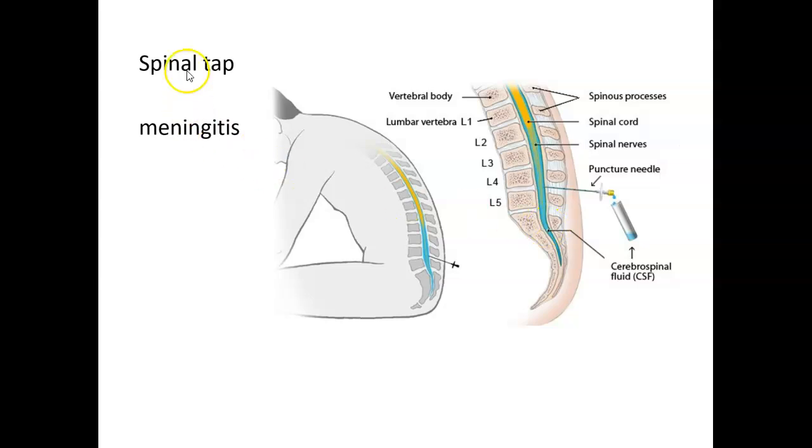So we call this a spinal tap, where you use a needle to suck out some of the cerebrospinal fluid, and then you'll go look at that in a laboratory and see if there are bacteria or viruses there. So you're testing if the patient has meningitis. Okay, so you have to actually poke through the meninges and then test the cerebrospinal fluid.